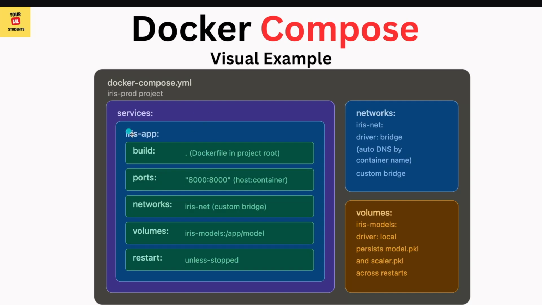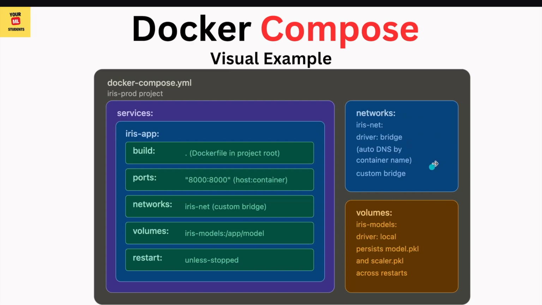This is the diagram in your docker compose YML, where you can see you have the main stack of services. Inside your services you have your app, and your app has build, the Dockerfile in the root folder, then port binding 8000:8000, a network iris-net, a custom bridge network, in your app, then a volume iris-models-volume, okay, and restart and stop. If you are stopping your container, it will restart it. Okay, and this is separate, network and volume.